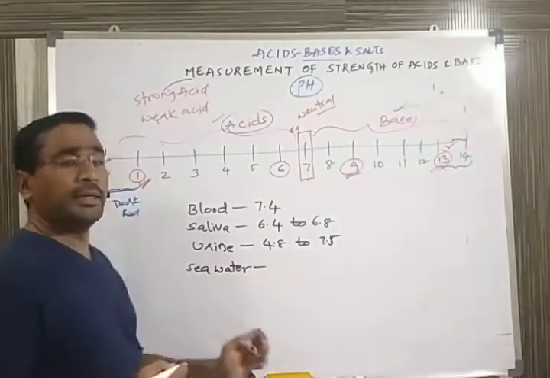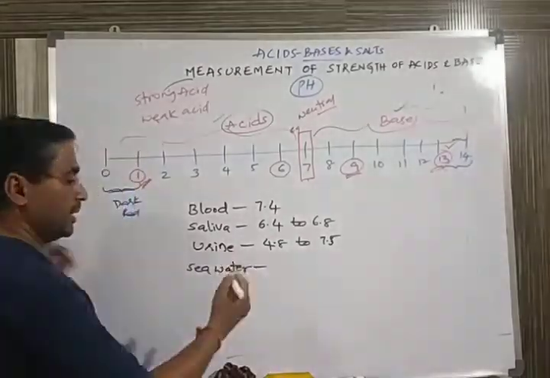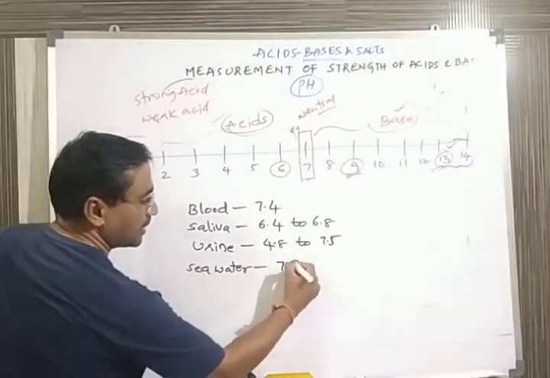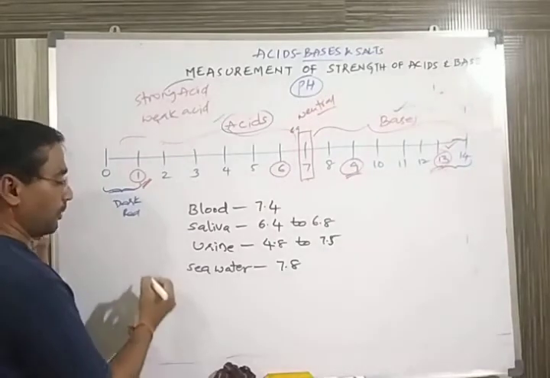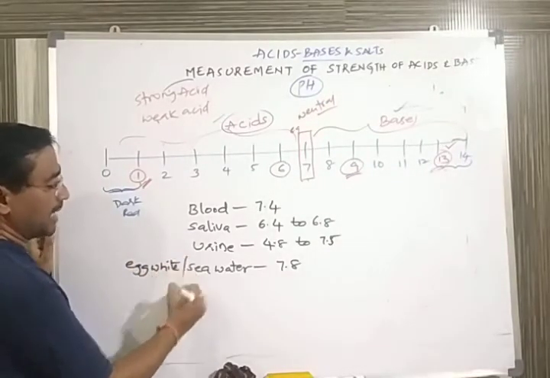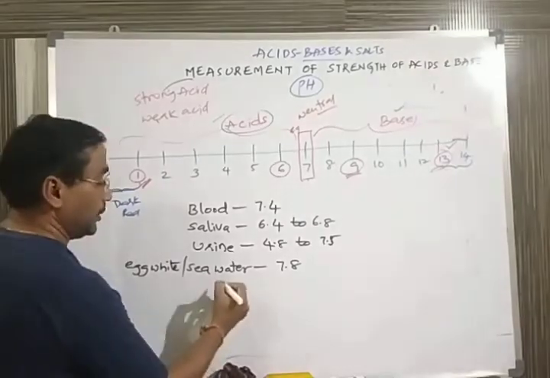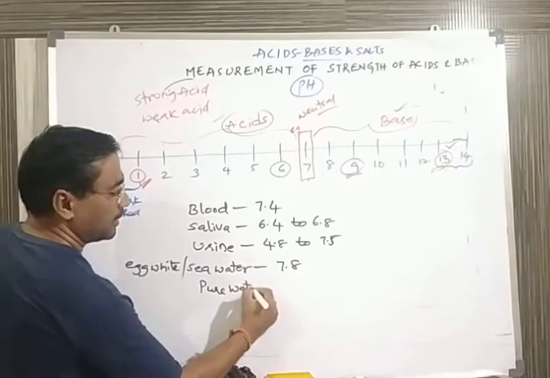Seawater. Normally we don't drink seawater, but we can say that seawater has a pH of 7.8. And also egg white. Egg white also has a pH of almost 7. And you can see pure water. So what is this pure water?